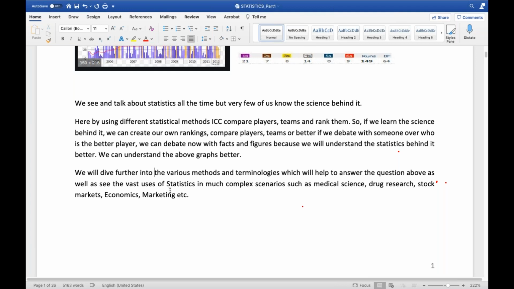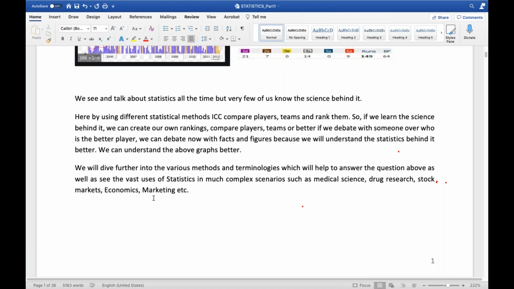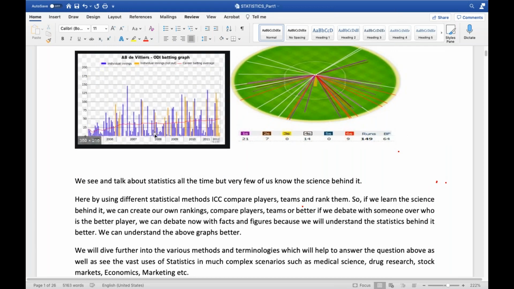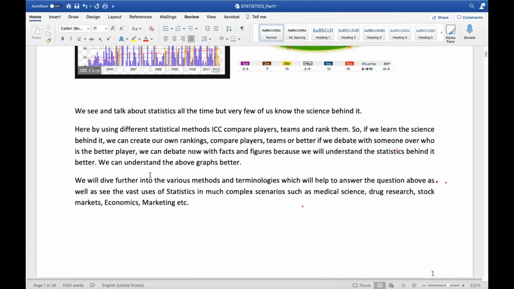There is vast use of statistics in much more complex scenarios such as medical science, drug research, the stock market, economics, and marketing. In all these areas we are going to apply statistics. These are complex scenarios, so not only in cricket. Statistics is used in many complex scenarios.